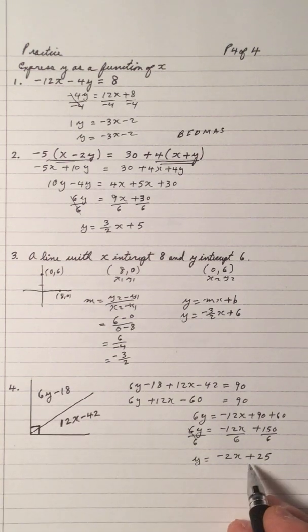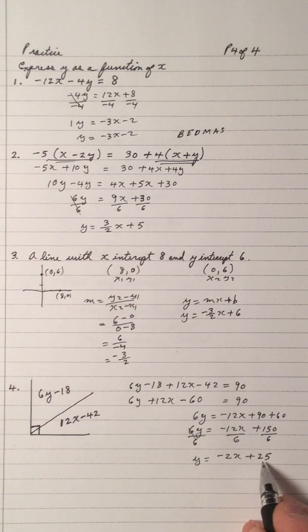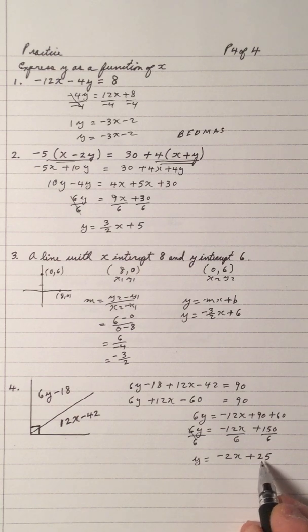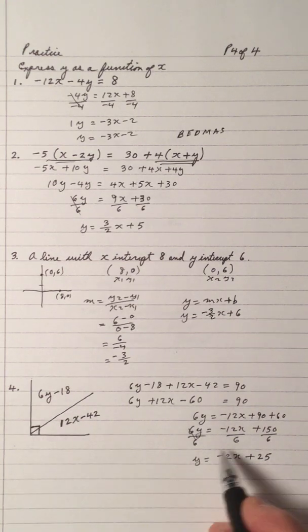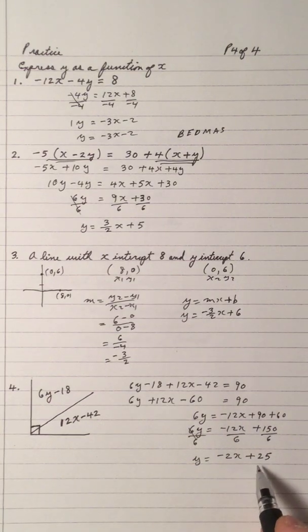So y is a function of x. So when you put x to be 11, that gives you negative 22. Y would be 3. But just note, if you said x was 5, that would give you negative 10. That means y would be 15. But again, this is just making sure we're trying to explain how y is a function of x.